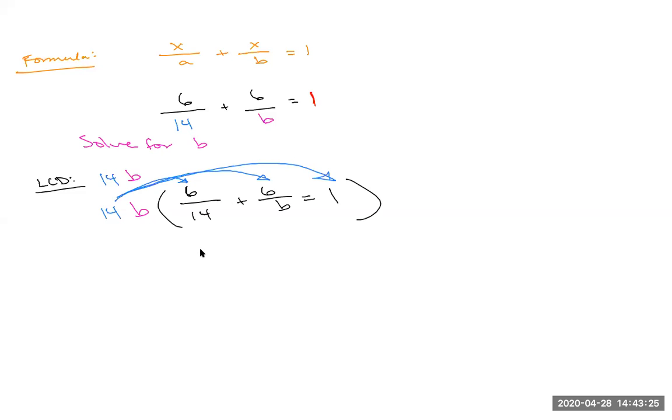Okay, so 14 cancels 14 in the first bit. We're left with 6B. B cancels B, we're left with 6 times 14. And then finally, 1 times 14B is 14B.